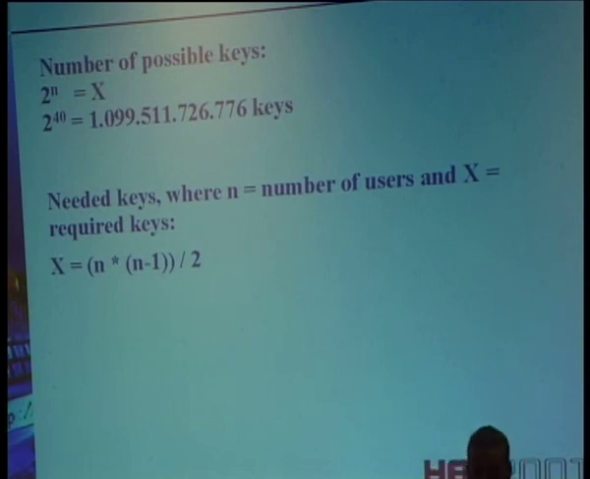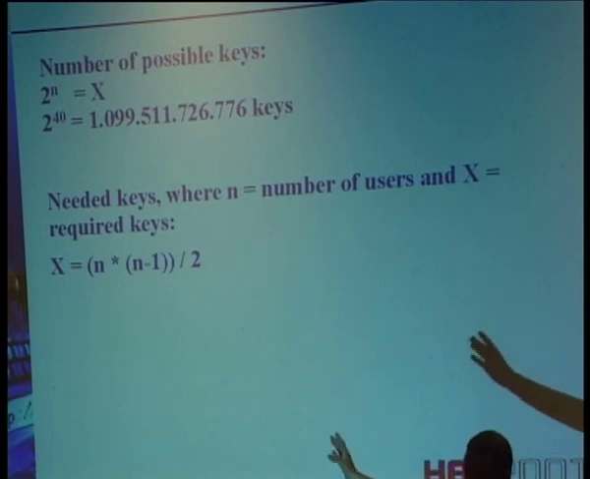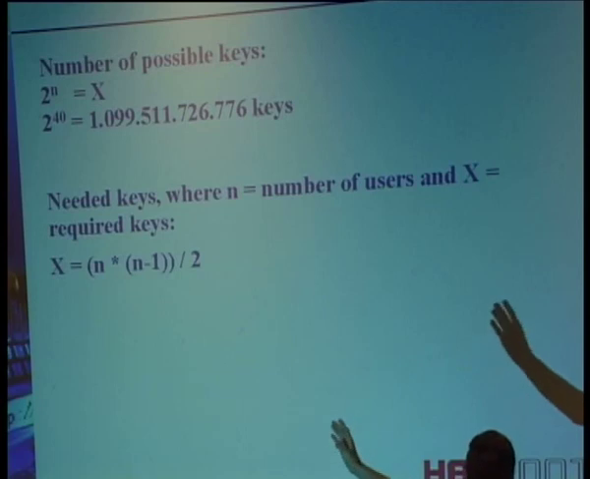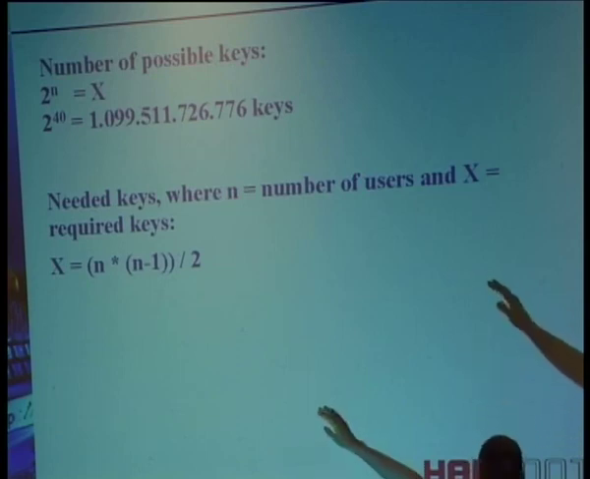Caesar had many generals, so he needed to exchange his keys with all his generals, and he had to maintain all the keys with his generals. And that's quite difficult, because you can see here how many keys you need. If you have 10 people, you need 10 times 9 divided by 2, so 45 keys to maintain, and it grows exponentially with the amount of people you have.